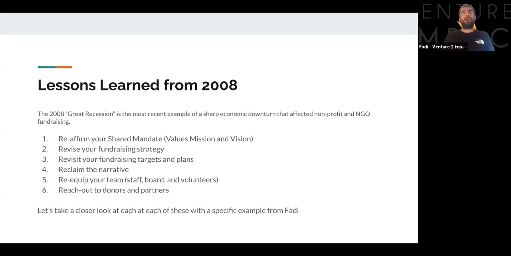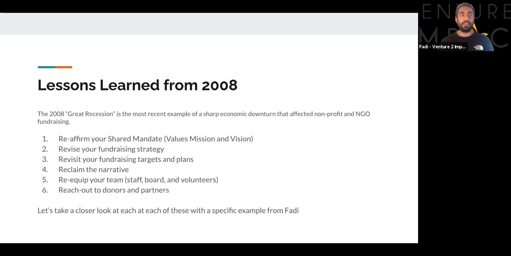So we wanted to start with the last sharp economic downturn, the Great Recession of 2008. There are many lessons that we've learned from that event that I think are applicable to us in fundraising in the time of COVID. Although the 2008 recession was a banking related, monetary related recession, today the crisis is really caused by the spread of a virus.